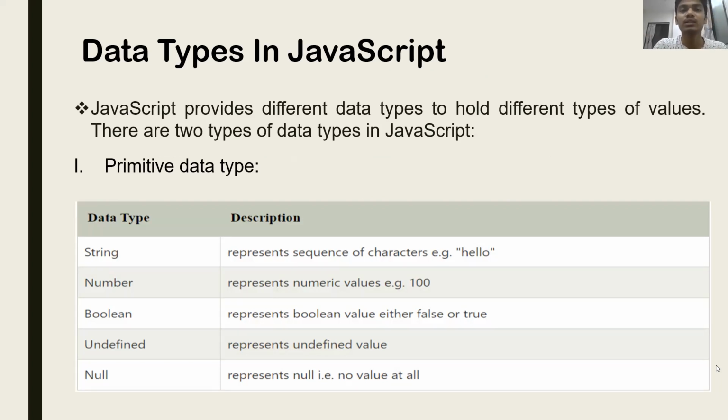Then boolean: if a statement is returning true or false, it will provide the exact boolean value. Then undefined is the value when no value has been assigned yet. And the last one is null, which is any variable that does not have any value at all, so it is called null.